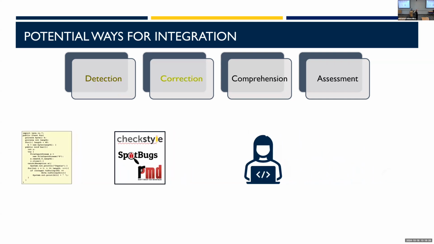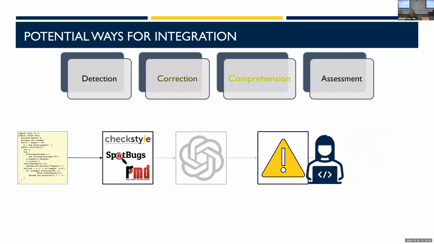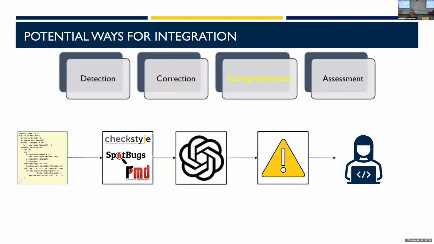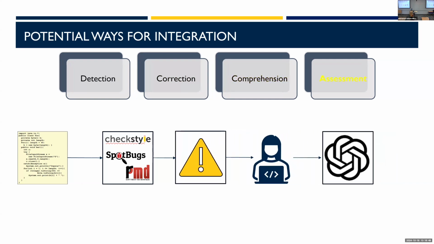Or you can use this for correction. So you run these tools, students will have to prioritize and understand, and then they will have to come up with queries for the model, and then the model fixes issues for them. Or you can use them for comprehension. So you take the code, run these tools, let the model explain and prioritize those issues for the students, so as they can fix this. Or you can use them for assessment. So students have to do all the work of detecting and correcting the issues and prioritizing them, and then have the language model evaluate to what extent they were successful in doing what they think they should do.